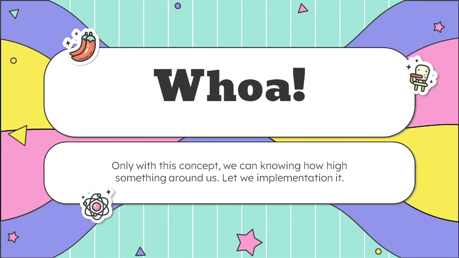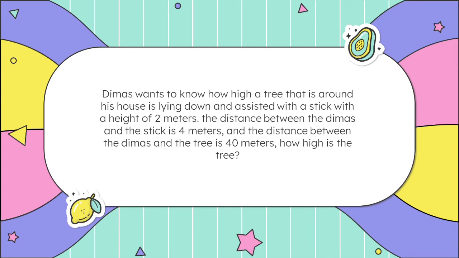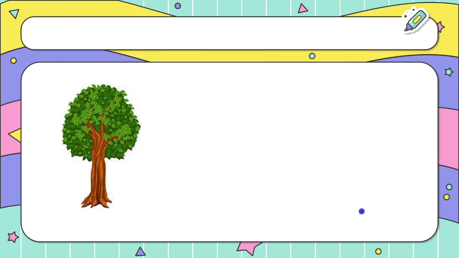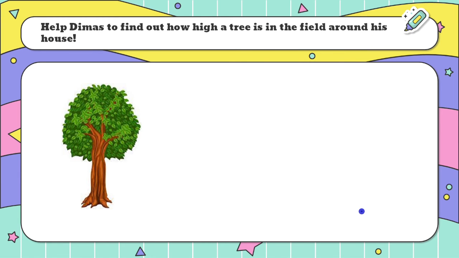Wow, only with this concept, we can know how high something around us is. Let me implement it. Dimas wants to know how high a tree around his house is, assisted with a stick with a height of 2 meters. The distance between Dimas and the stick is 4 meters, and the distance between Dimas and the tree is 40 meters. How high is the tree? Help Dimas to find out how high the tree in the field around his house is.